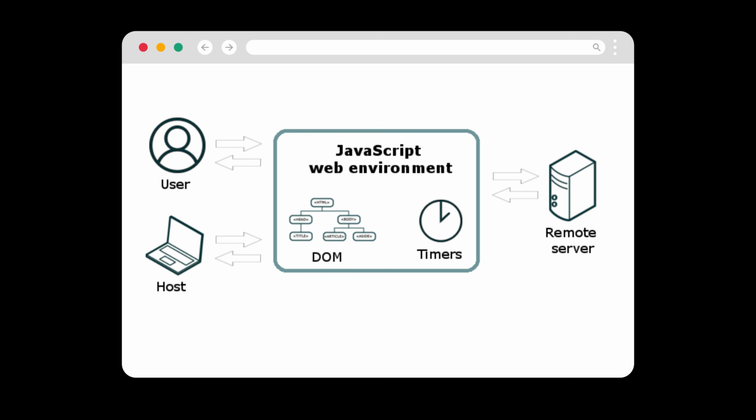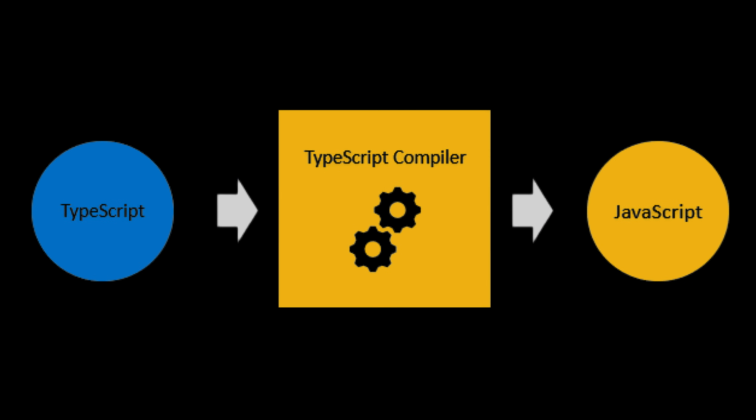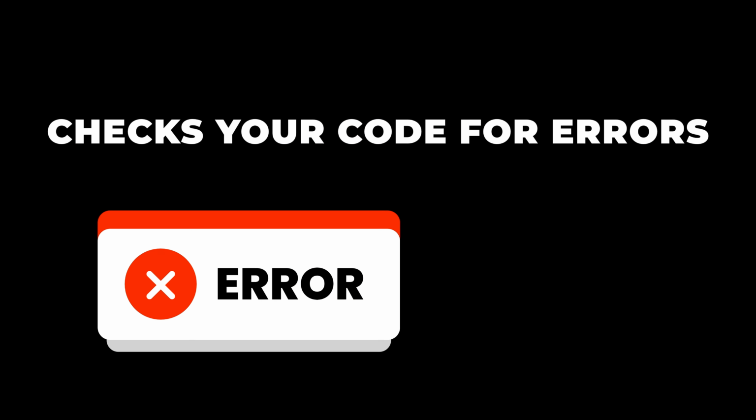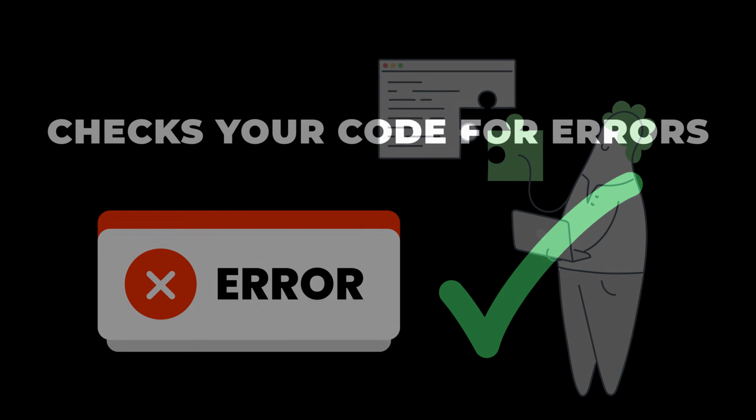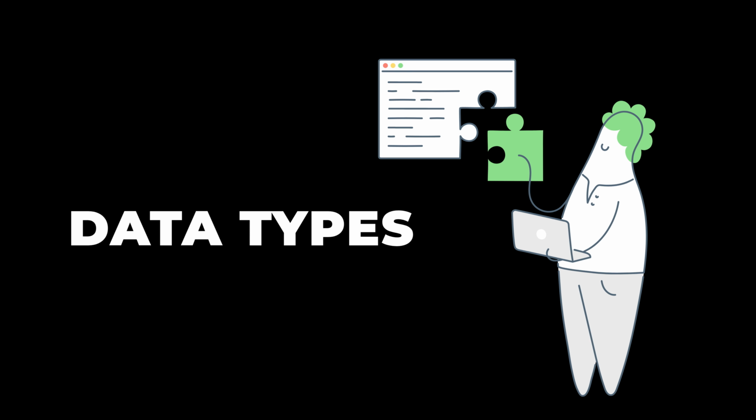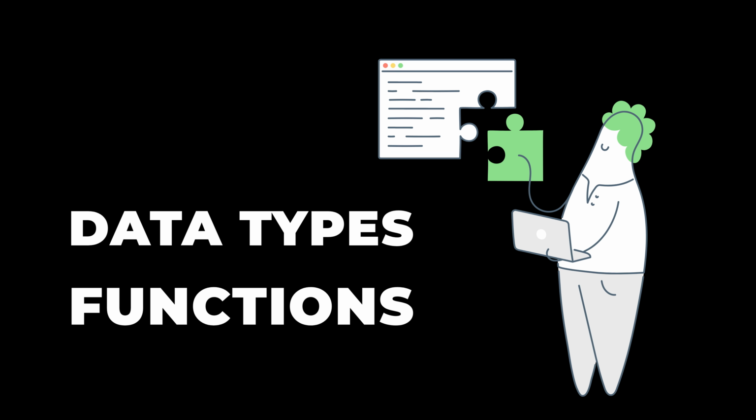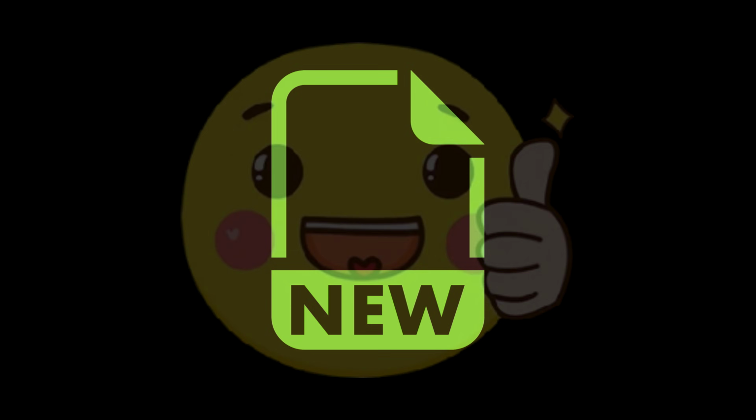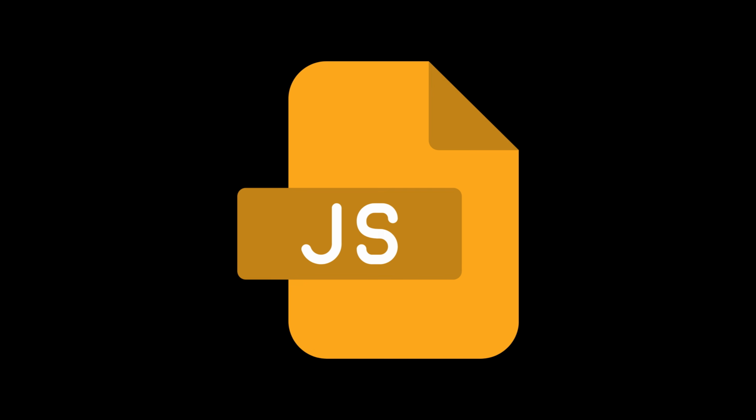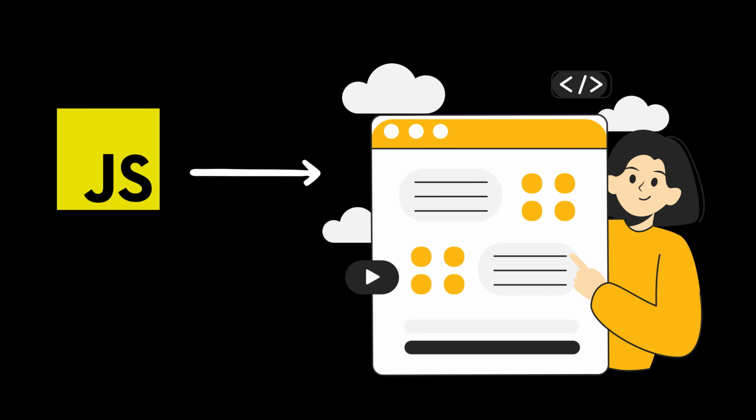So what's really happening behind the scenes? When you save your TypeScript file, which usually ends with .ts, you run a tool called the TypeScript Compiler. This compiler checks your code for errors. It makes sure everything is correct, like are you using the right data types, are you calling functions the right way, and so on. If everything is fine, the compiler then creates a new file that ends with .js. That's your regular JavaScript file. You can use that file to run your program just like any other JavaScript code.